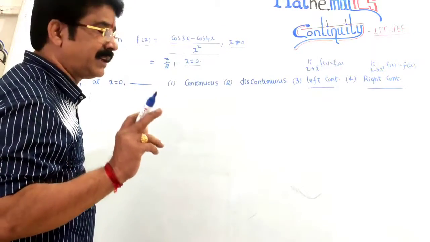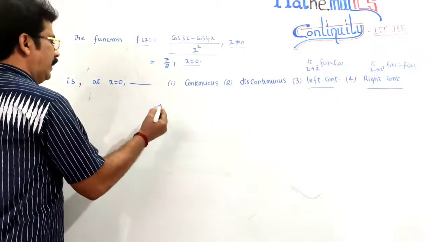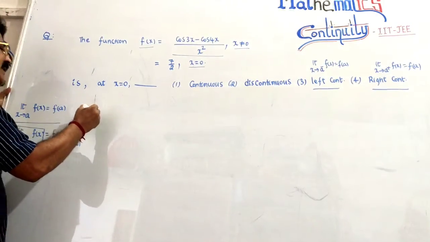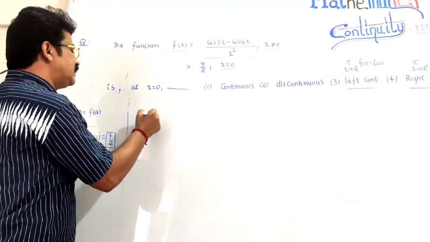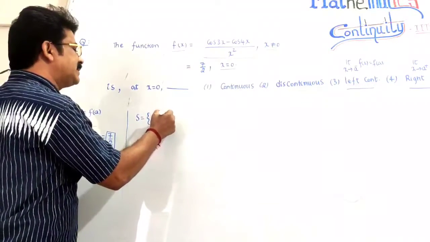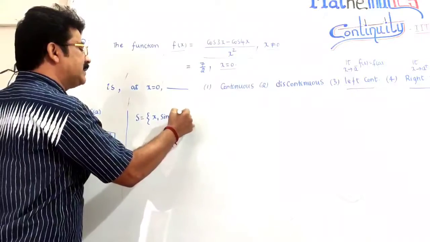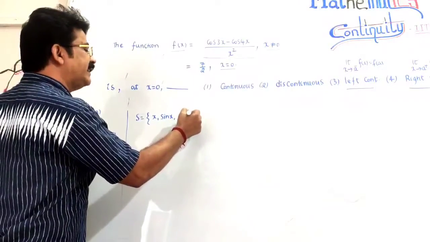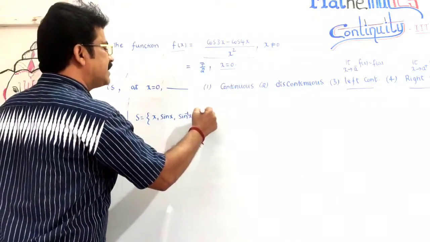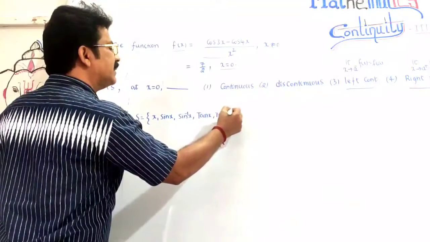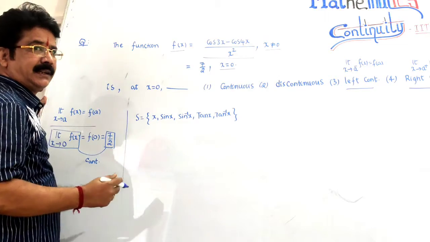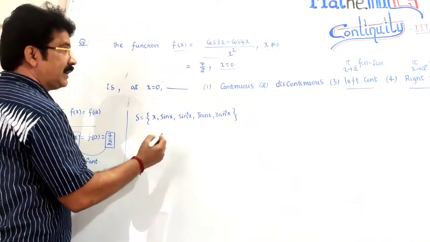Remember, this is the logic. Okay, next. One, already I said some shortcut. S is equal to the set of x, sin x, sin inverse x, tan x, tan inverse x, like that. This is the set, and I said some shortcuts.